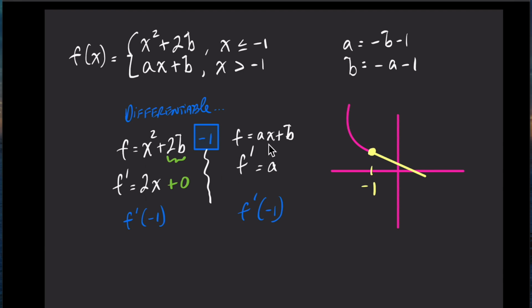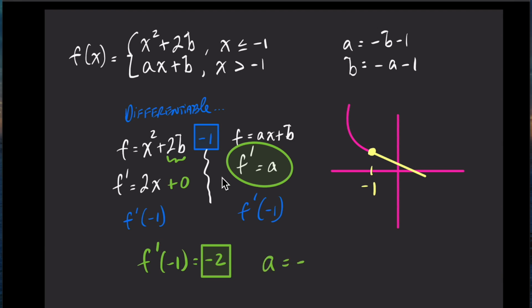When we take the derivative here, the x and the b drop out, and all we have is a. So if we find the slope of the tangent line to the left of x equals negative 1, we have to do f prime of negative 1, which means we plug in negative 1 wherever we see an x, and we get that f prime of negative 1 is going to be negative 2. Here on the right, there is no place to plug in x equals negative 1. So by definition, in order for these to be equal, our a value has to be the same as it is on the left side of negative 1, namely negative 2. So we have figured out that our a value is negative 2.